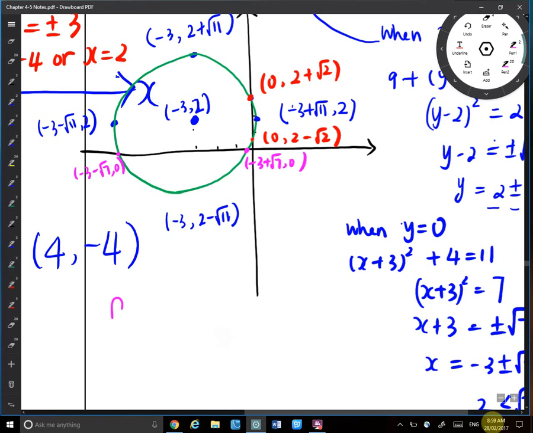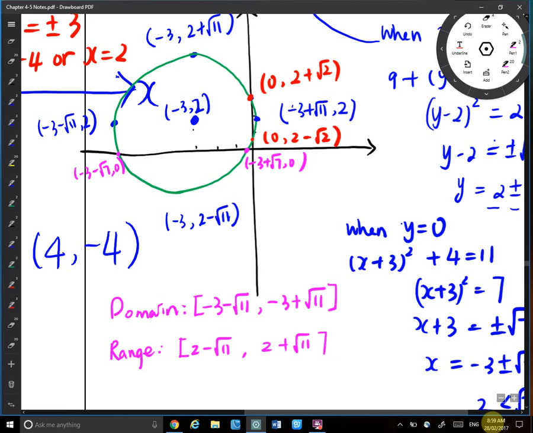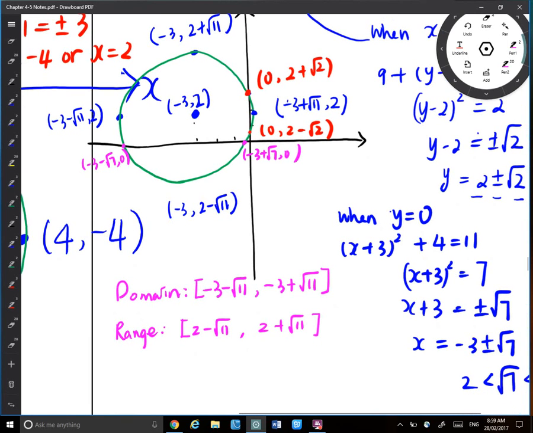And what is the domain? The domain is minus 3 minus root 11 to minus 3 plus root 11, with square brackets, because I can take those 2 points. And what is the range? The range will be 2 minus root 11 to 2 plus root 11, square brackets on both sides. Okay, the most bottom one to the most top one, the most left one to the most right one. So that's the domain and range.